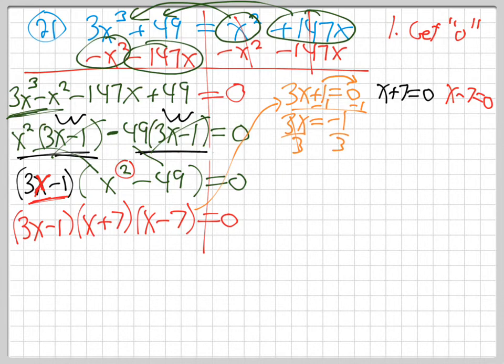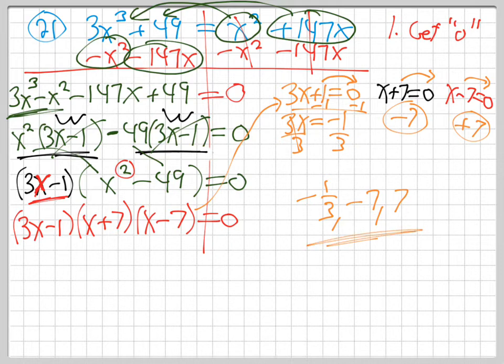So we got one answer. And then the 7, just jump it over. -7, right? -7, jump it over, +7. It just switches their signs, huh? When you jump something to the other side of the equal sign. So we got 3 answers: -1/3, -7, regular 7.